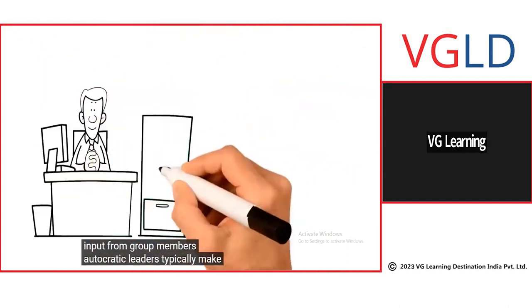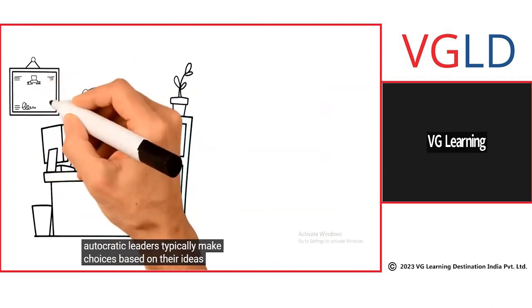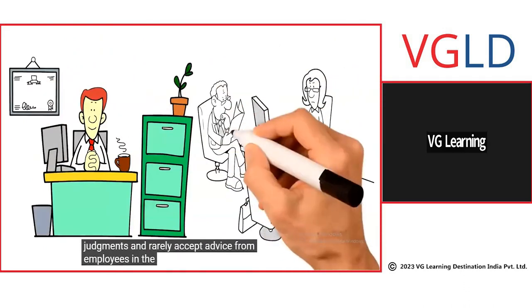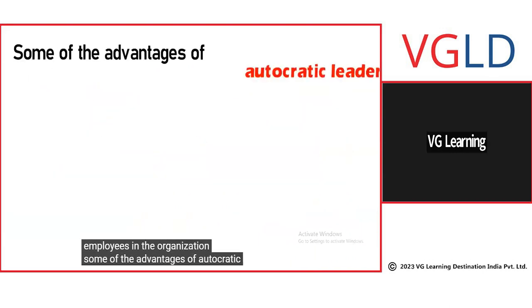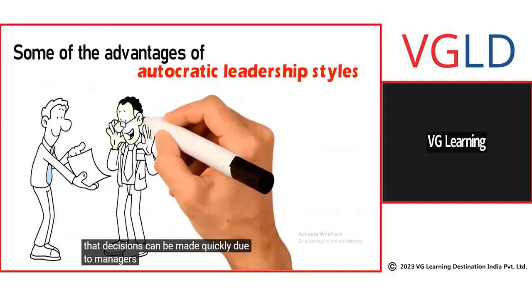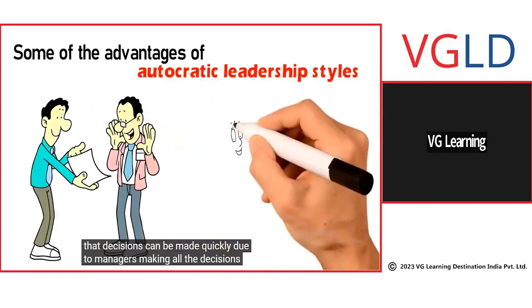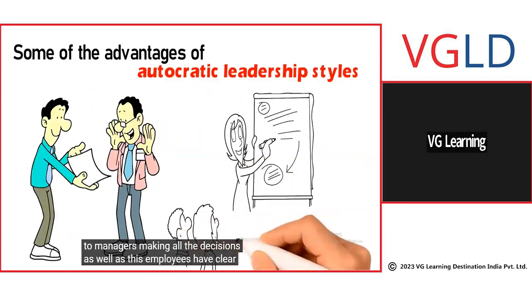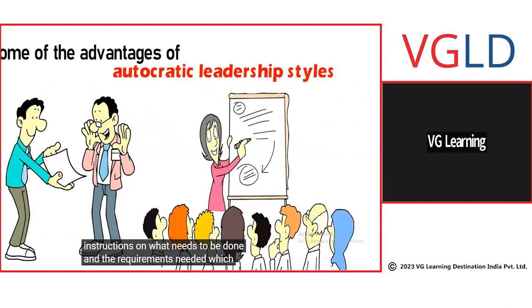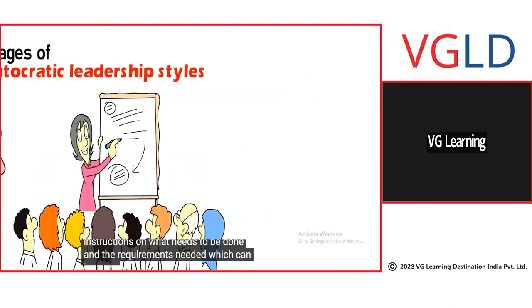Autocratic leaders typically make choices based on their ideas and judgments and rarely accept advice from employees in the organization. Some of the advantages of autocratic leadership styles include that decisions can be made quickly due to managers making all the decisions. As well as this, employees have clear instructions on what needs to be done and the requirements needed, which can improve efficiency within the business.